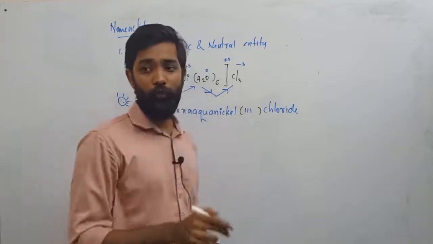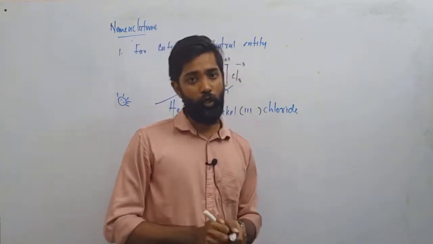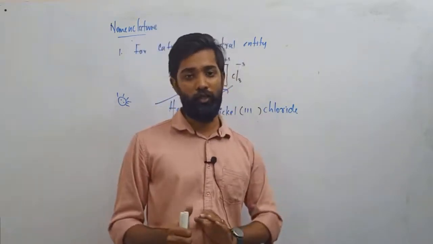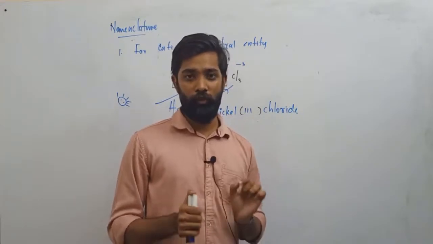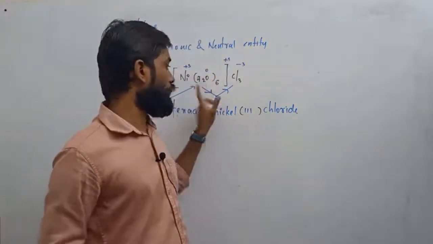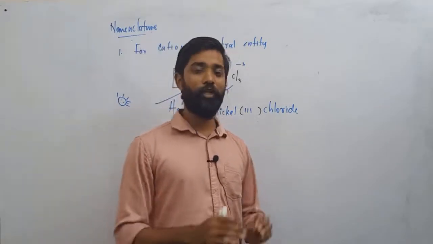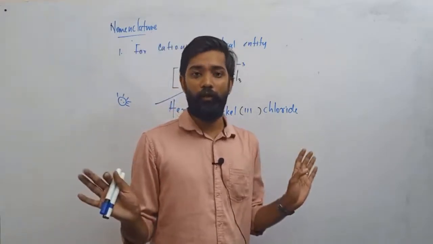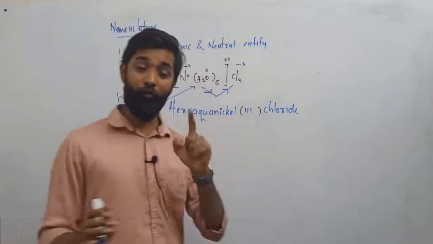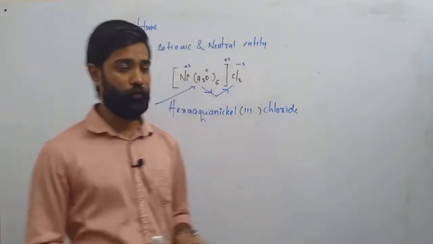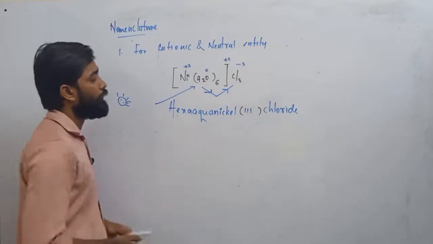No need of mentioning the number of counter ions. You simply mention the number of ligands only. You simply mention the nature of the counter ion. It's just chloride. No need for trichloride. But you have to mention the number of ligands. That's very important. Okay, this is how you can name the complex.